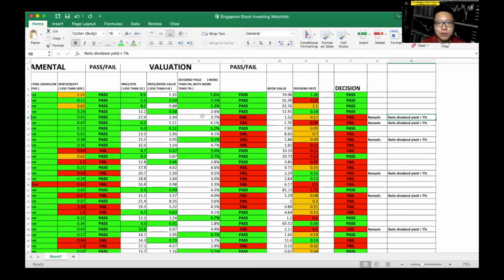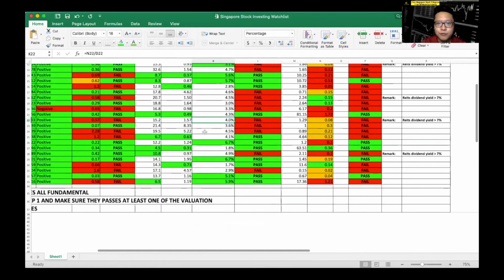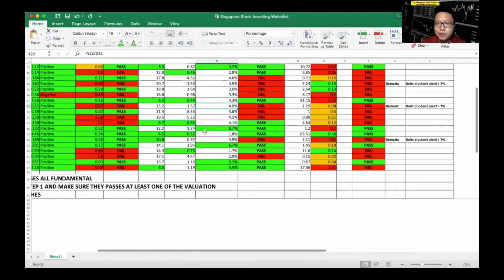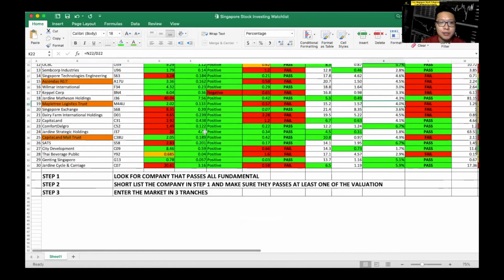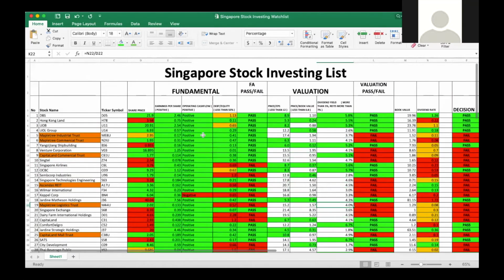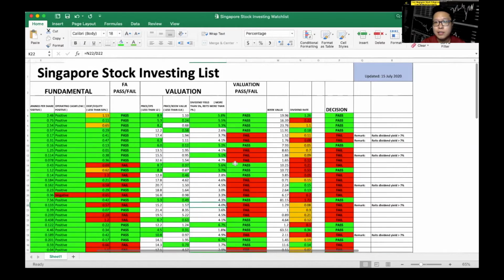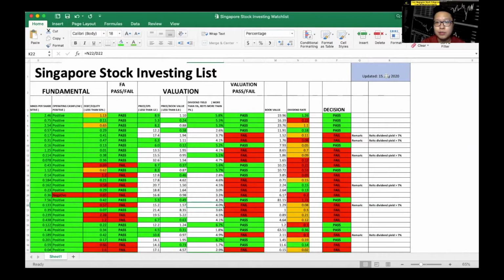As a result, you can see that most of the REITs don't fulfill the 7%. This one, although it is green, is actually a fail because it didn't fulfill the 7%. Same for all these. So far, I think the price of the REITs is still relatively high, so the dividend yields are still quite low. All of this is already updated based on today, 15 July 2020.